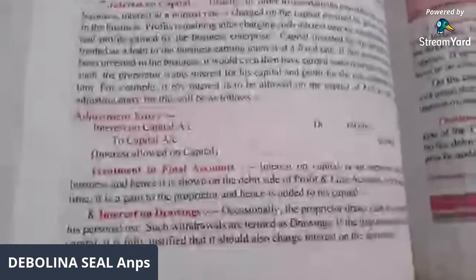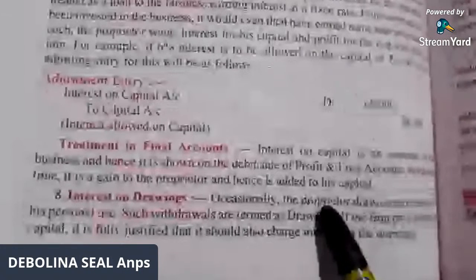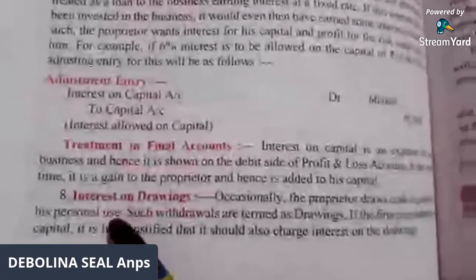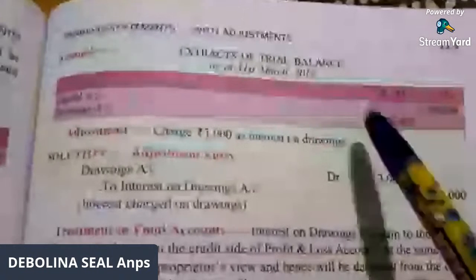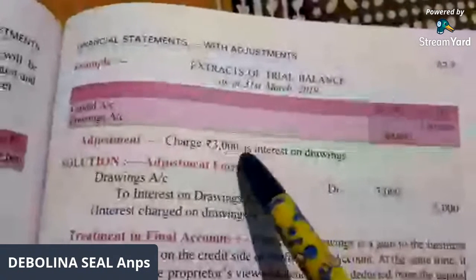Another thing you have come across is drawings. Drawings are the personal expense of the proprietor. When the proprietor draws any cash for his personal use from the business, it will be treated as drawings. Now how are you going to treat its interest? See here, they have given you an example. Capital is 5 lakhs, drawings are 80,000, and they have told you to charge 3000 as interest on drawings.